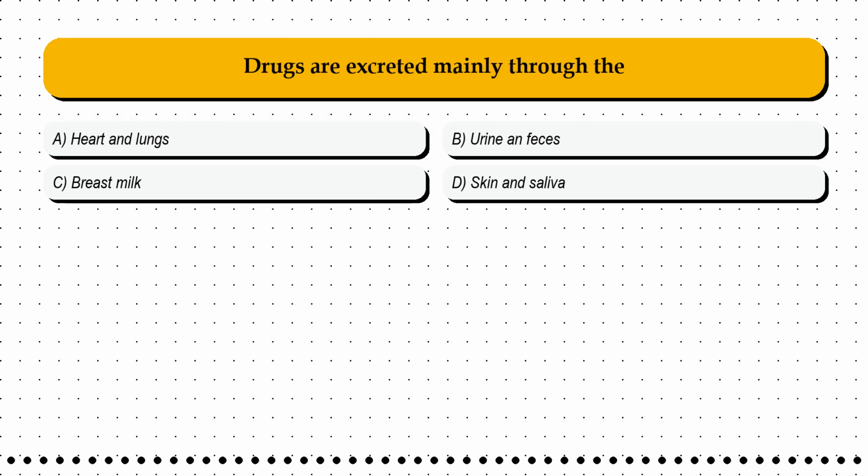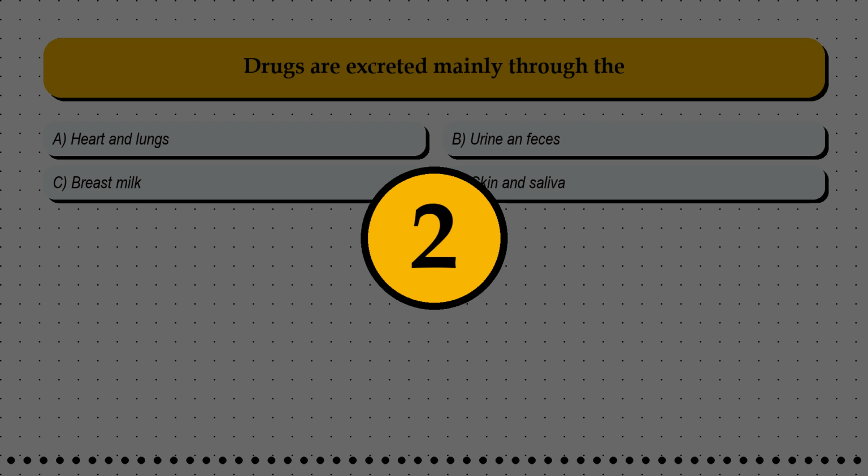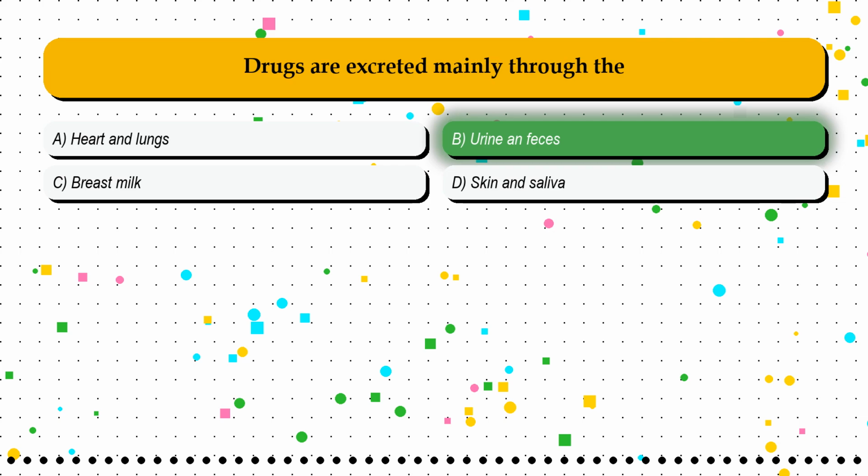Question 234. Drugs are excreted mainly through the: Option A, heart and lungs. Option B, urine and feces. Option C, breast milk. Option D, skin and saliva. The correct answer is option B, urine and feces.